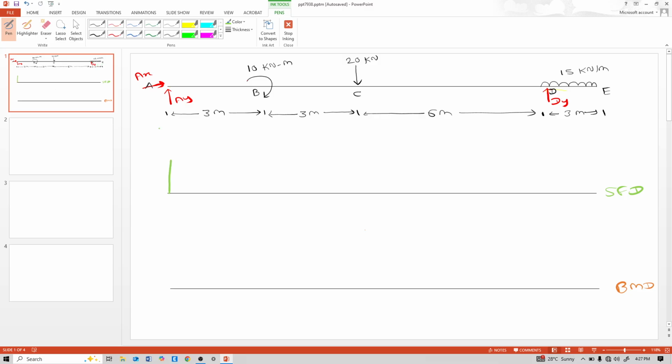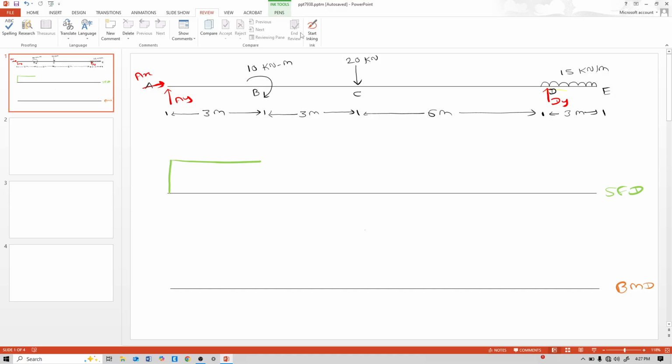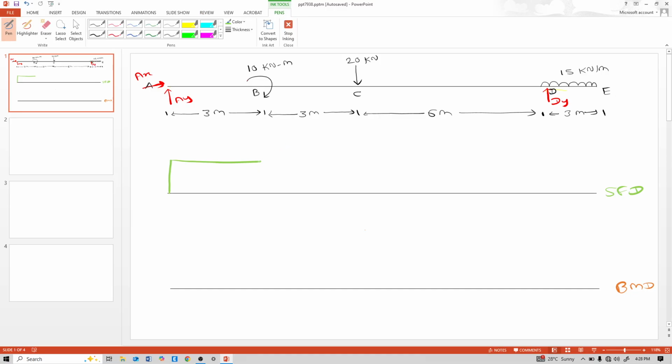The AY reaction goes upward, that means the shear goes upward. Between A and B there is no load, so it is a horizontal line. At point B this moment occurs, but in the shear force diagram this moment does not have any impact on the SFD. So don't consider the moment while calculating the shear force diagram. Go straight.